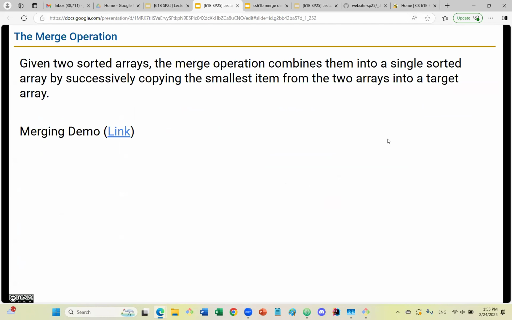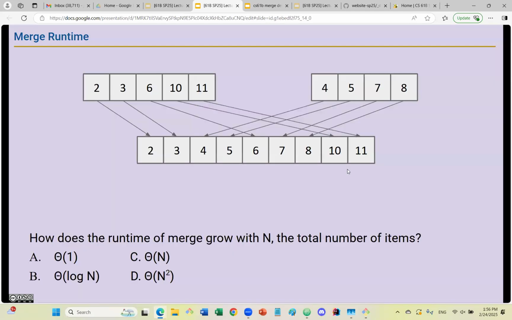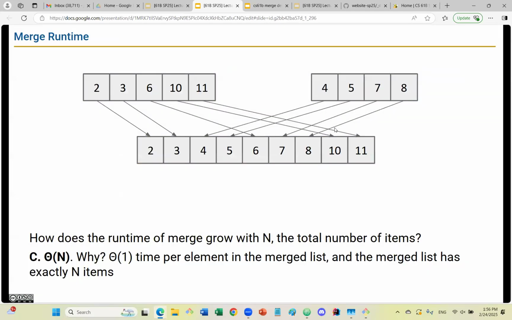Still have to sort the two individual lists. You still do have to sort the two individual lists. And you are doing that recursively. So the runtime of the whole thing isn't just theta n, but the runtime of a single merge step is theta n. Yeah. So the runtime of the merge is theta n.